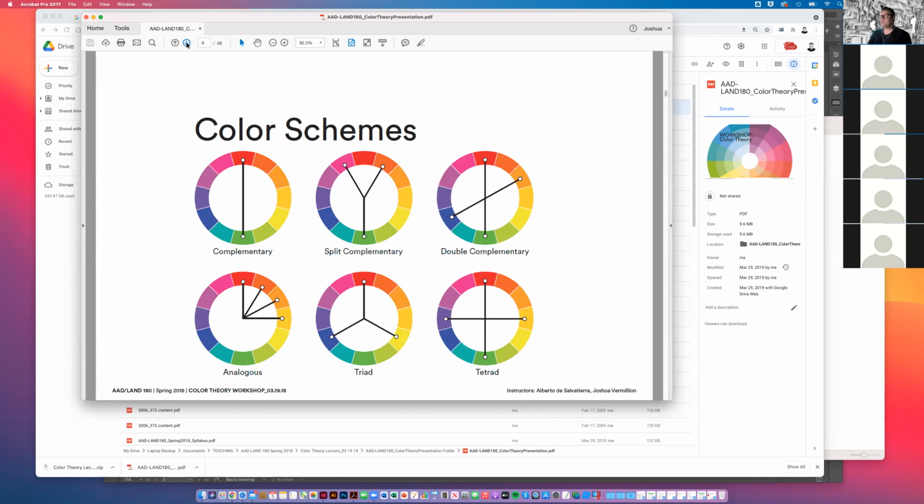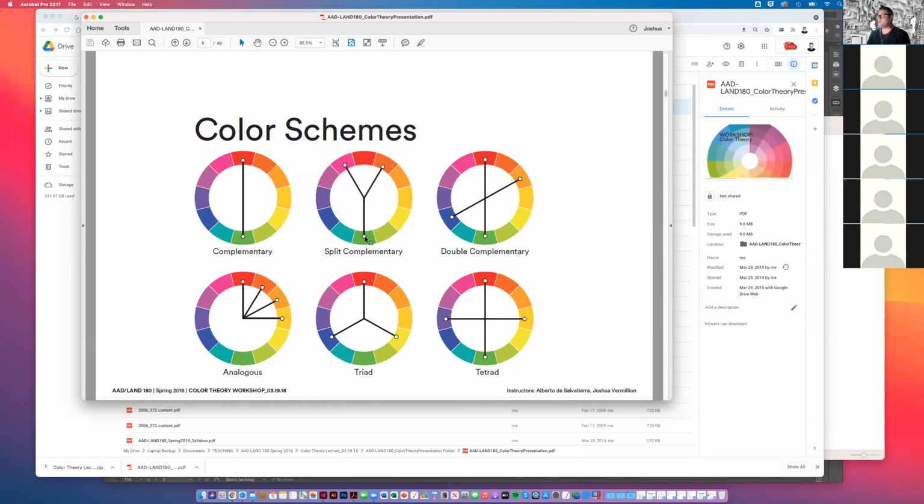Okay. Color schemes. So here's one way to look at this, right? We can talk about complementaries, across from each other on the color wheel. Red and green are complementary colors. Blue and orange are complementary colors. Violet and yellow are complementary colors, right? So every time you see a Lakers logo, you're looking at complementary colors. Every time you see a Christmas motif with red and green, you're looking at complementary colors.